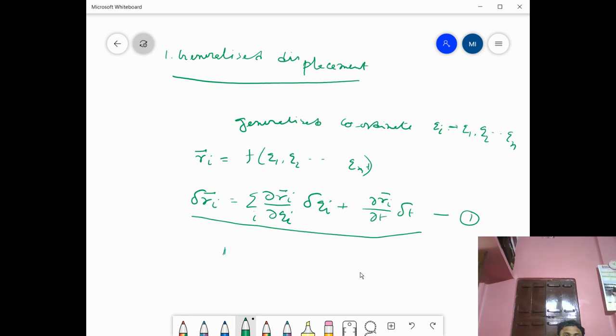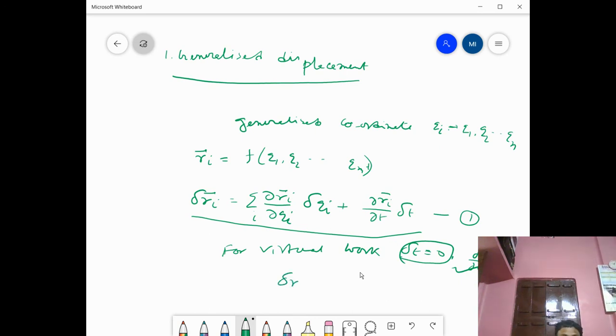For virtual work, delta t equals 0. Delta t, the virtual time, equals 0, or del ri by del t equals 0. Which one can you accept? This is not acceptable to me, this is acceptable to me. Del ri by del t equals 0 for virtual work, right? Or delta t, time is not involved, then delta t is also 0, right? So for virtual work, the equation will be this.